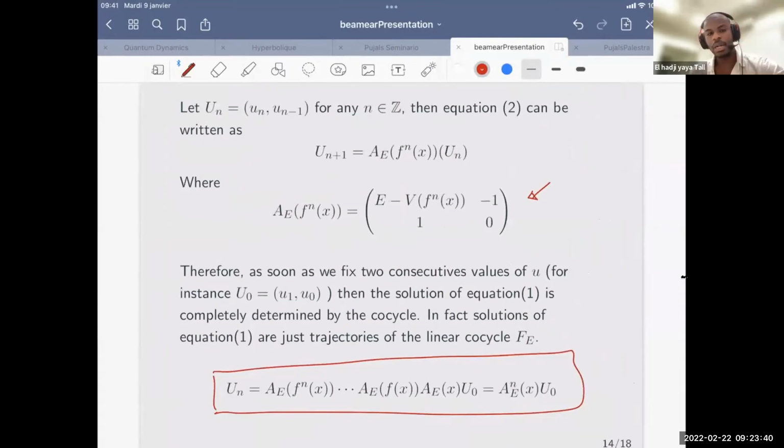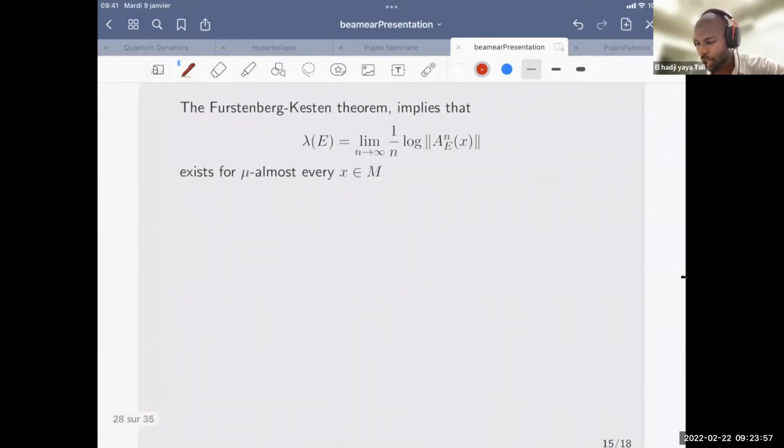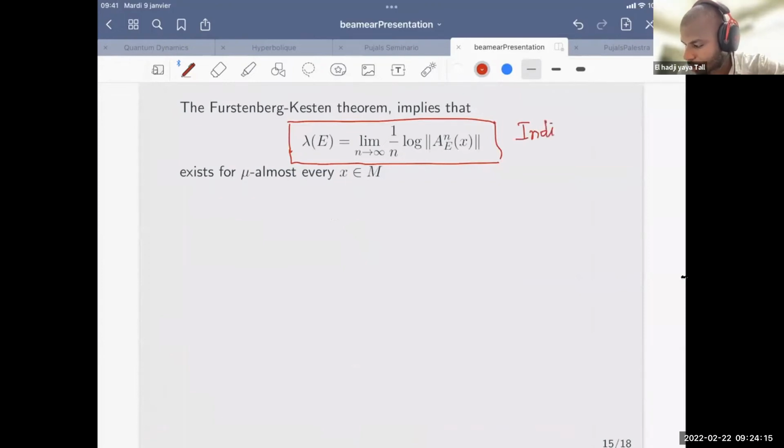So to determine the trajectory, you need to understand the behavior of this guy here. But we know a little bit about this guy because this is a linear cocycle. So we know the Furstenberg-Kesten theorem. You can look at the Lyapunov exponent associated to this, right? So you can apply the Furstenberg-Kesten theorem. Applying it, you get that the Lyapunov exponent associated to the linear cocycle exists for almost every x. So this will play as an indicator for the spectrum.